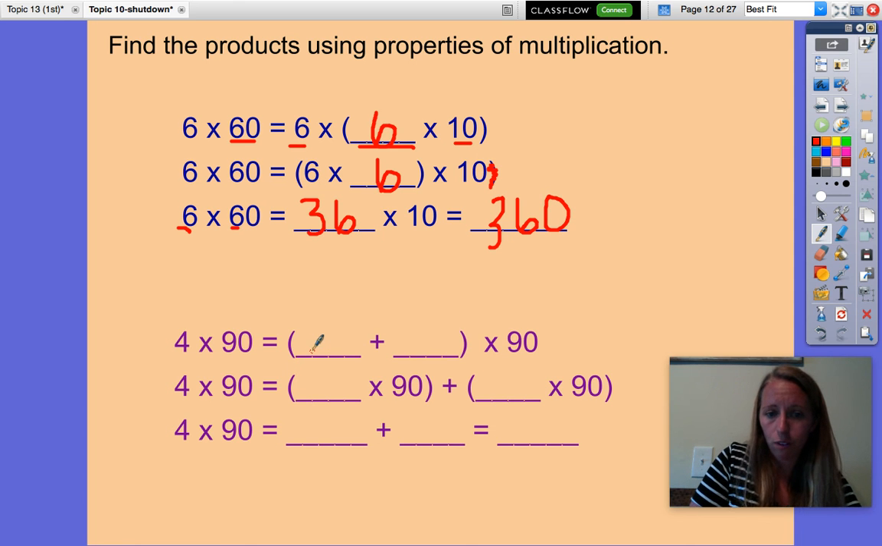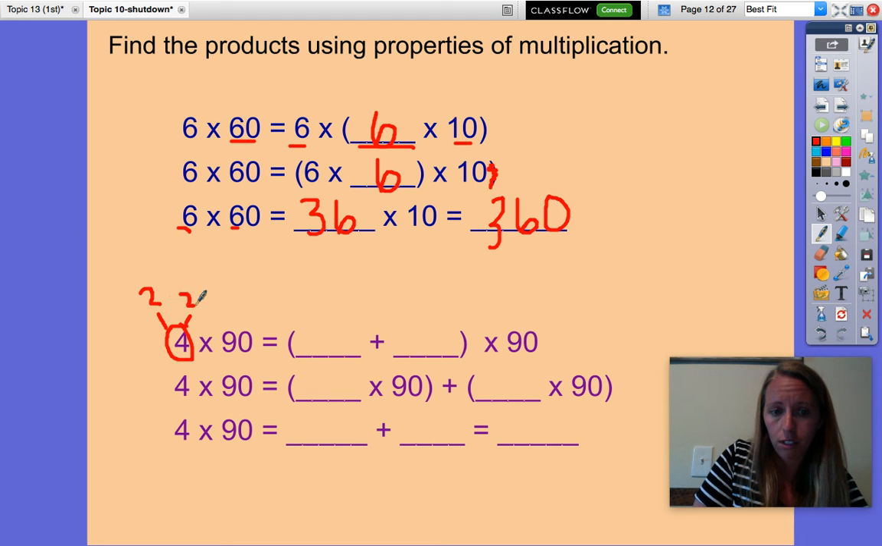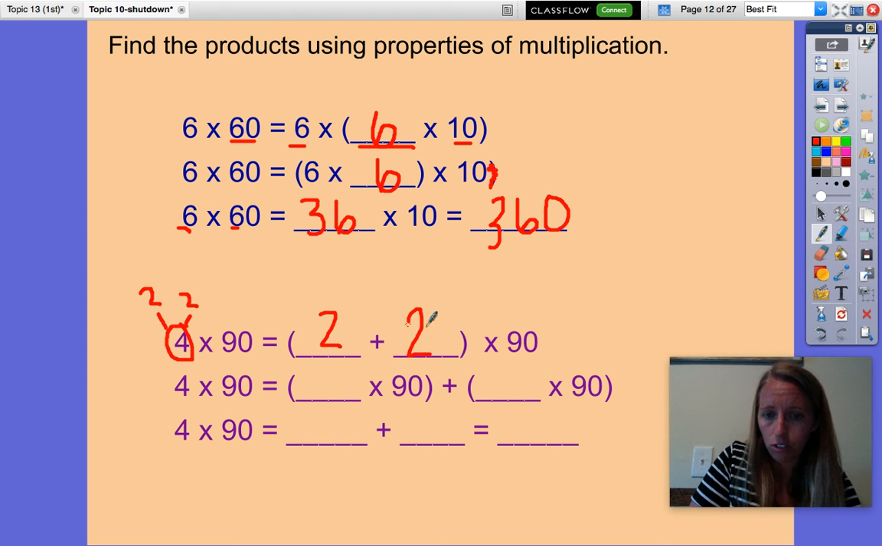Here, down here, we have something plus something. Okay? When we're adding we're using the distributive property. This doesn't have three factors like this one does. Factor, factor, factor. We're multiplying every time. Here we're adding. Okay, so what are we adding? Something plus something times 90. The 90 stayed the same, right? What did they change 4 into? We can change it into whatever we want. I'm going to change it into 2 and 2 because that's easy. 2 plus 2 times 90.